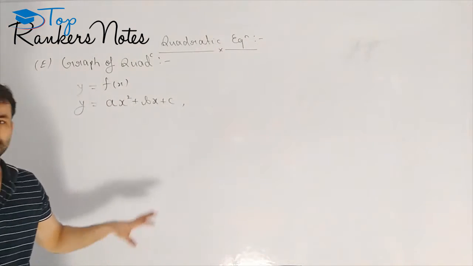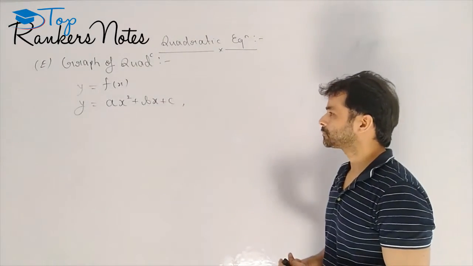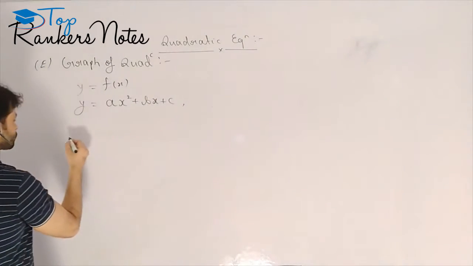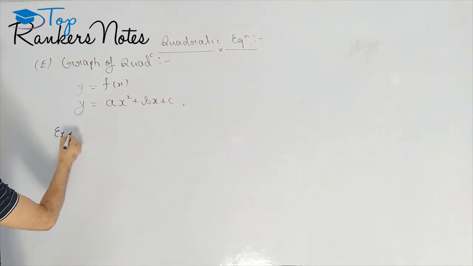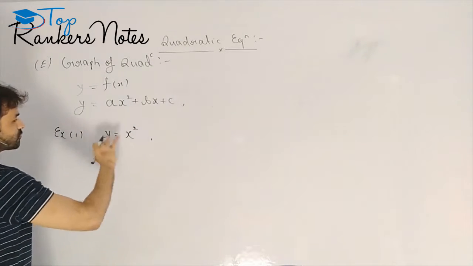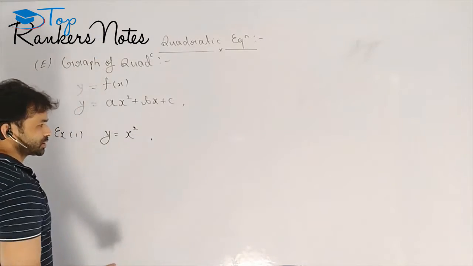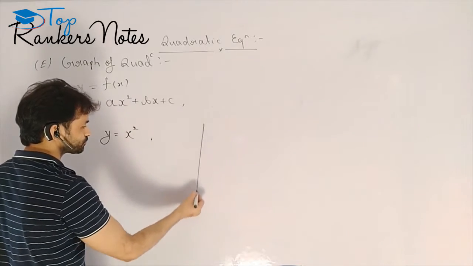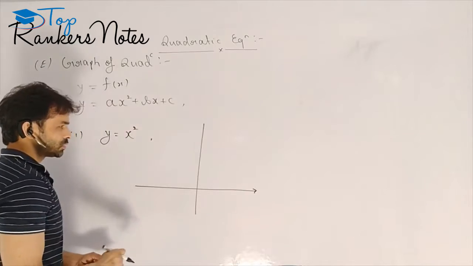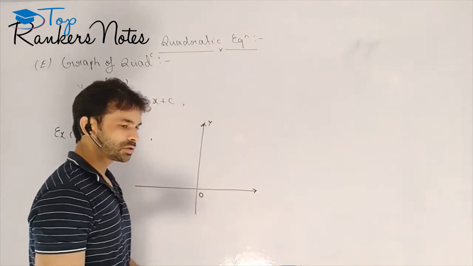So to understand this thing, to start this thing, okay. Before this thing, we'll discuss very basic thing. Let's say you have y is equal to x square, which is also the quadratic expression. How to draw this thing? Okay. So this is your y-axis, this is your x-axis. As you know, this is the origin.